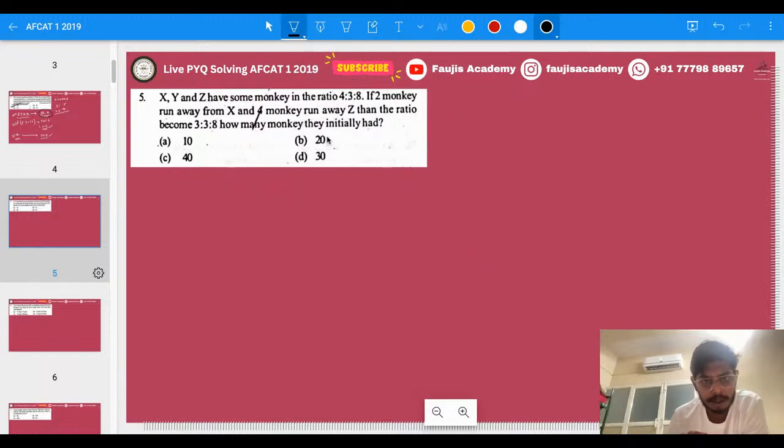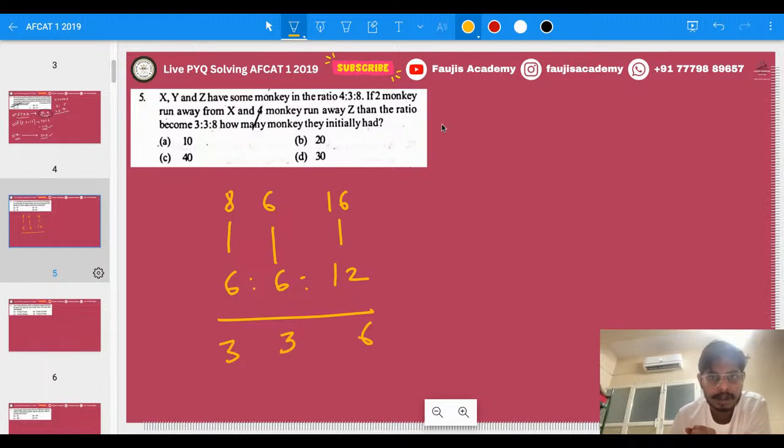4, 3, 8, that means 15. The only option over here is 30. That means it is 8, 6, and 16, these are all the monkeys. From here 2 went away, from here all remained, from here 4 went away, that means 12 remaining. Is it in the ratio of 6 is to 6 is to how much, or otherwise 3 is to 3 is to 6? Over here we have to write 6. Question number 5, the answer will be D.